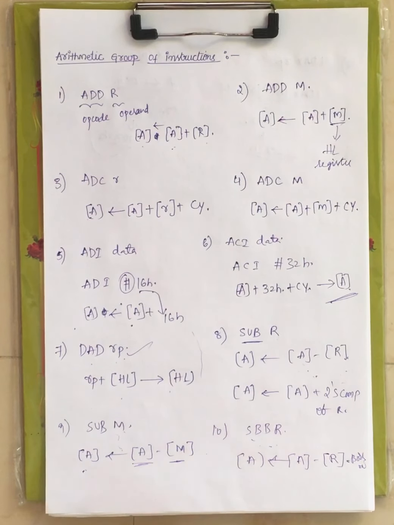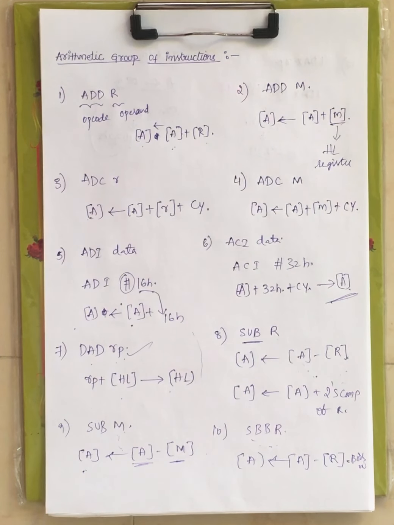Now let me briefly explain. After this we will see the remaining 10 instructions, right? Now ADD R is the first instruction under the arithmetic group of instructions. Whatever instructions we are discussing under this arithmetic group include operations such as addition, subtraction, increment or decrement.